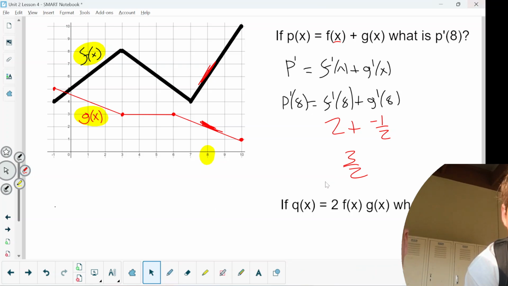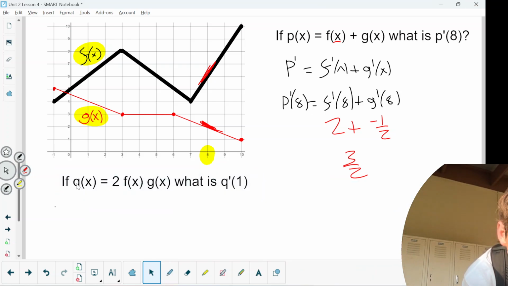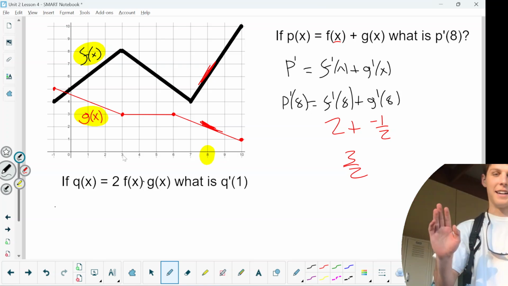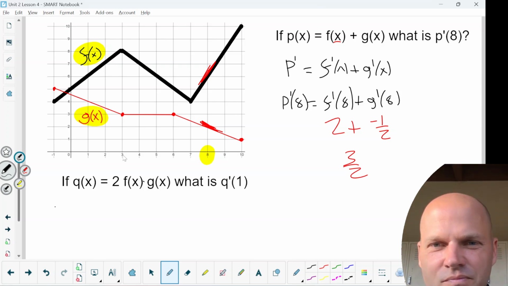Now, what do we have to be careful of, Ben, here for q of x, which is 2 times f of x times g of x? You're gonna have to use the product rule. Very good, Ben. Everybody give a hand for Ben. Very good. Bye guys. Good luck.